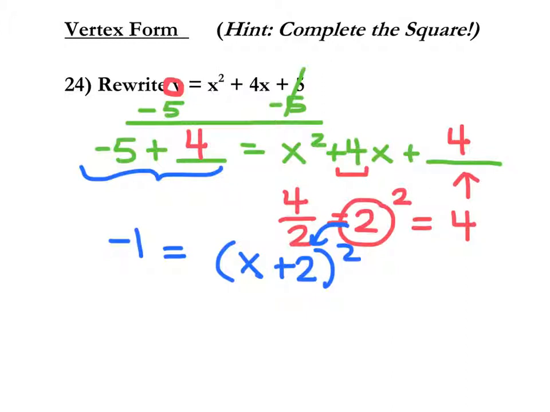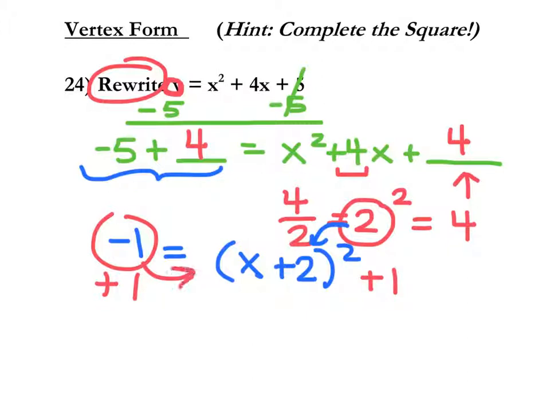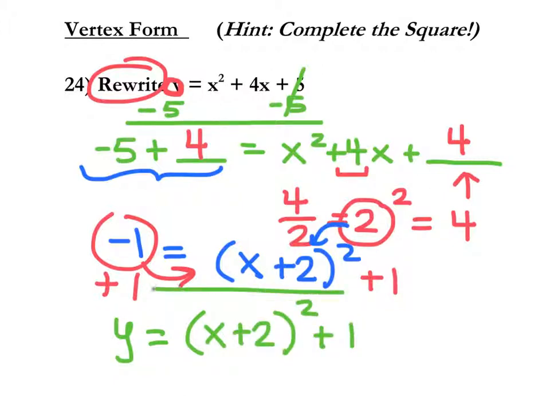Now, I am not trying to solve, because if I were to solve this, I would get no solution. Why? Because I would have to square root both sides, and you can't square root a negative. But that is not my purpose, you guys. My purpose is not to solve, but to rewrite. So then, all you do for the rewriting is just swing this number back over to the other side. Change it back to a y, and I get x plus 2, quantity squared, plus 1. And that's it. That's my answer.